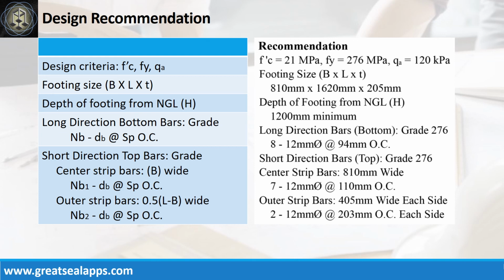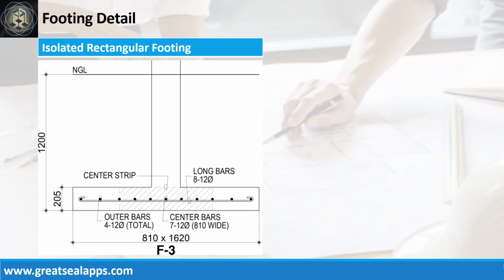Short direction bars of grade 276, center strip bars 810 mm wide, 7 pieces 12 mm bar at 110 mm on center. Outer strip bars 405 mm wide each side, 2 pieces 12 mm bar at 203 mm on center each side. Thank you for watching.